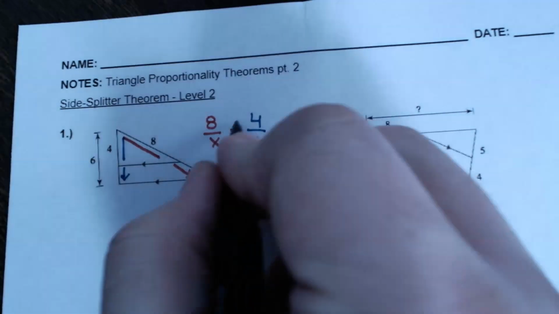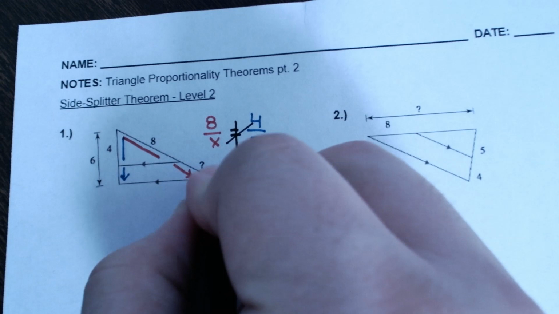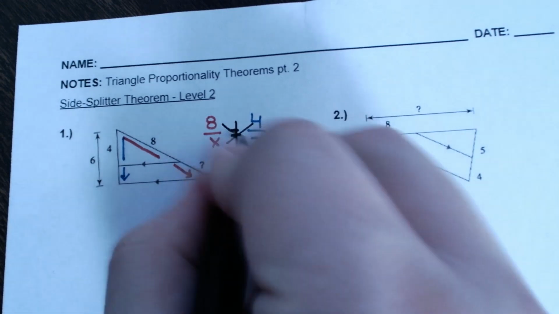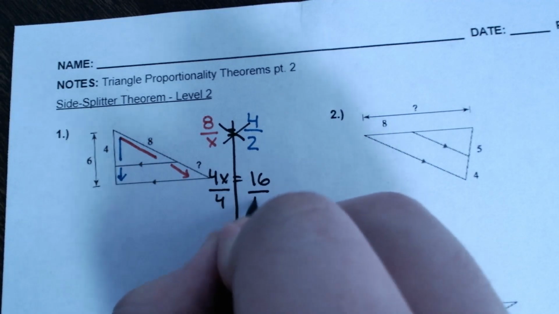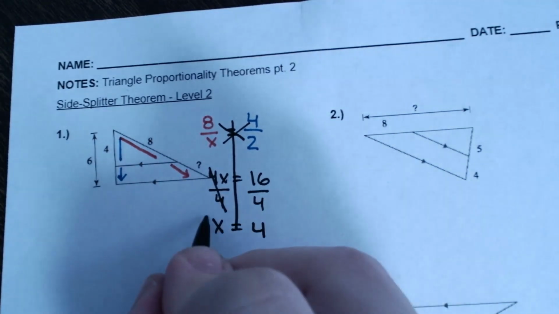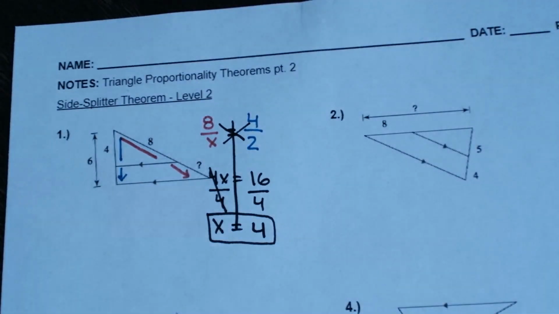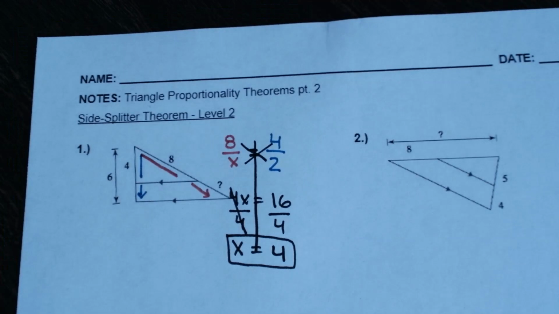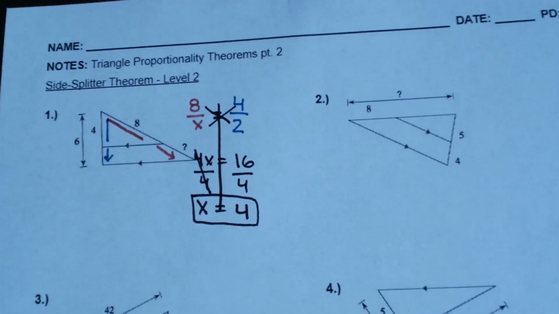Now when we cross multiply, x times 4 is 4x. 8 times 2 is 16. Divide both sides by 4. You get x equals 4. Feeling okay so far?